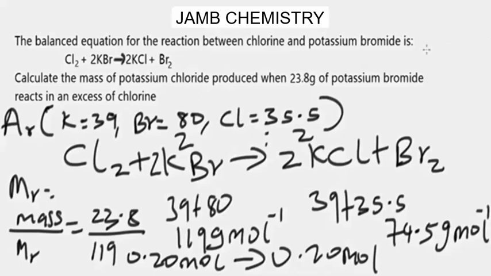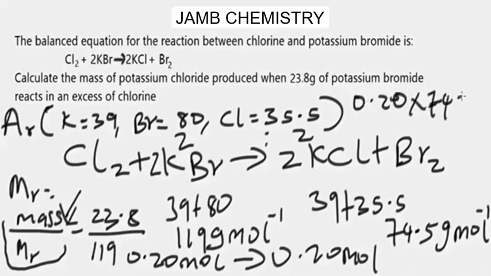Now, to get the mass of potassium chloride produced when 23.8 grams of potassium bromide reacted in excess chlorine, we now have the number of moles. See this formula here, we're going to apply. The number of moles now is 0.20, and the molar mass of potassium chloride we have to be 74.5. So when you input it in this formula, the mass will be 0.20 times 74.5. Let me punch this on a calculator. So I have the output to be 14.9 grams.